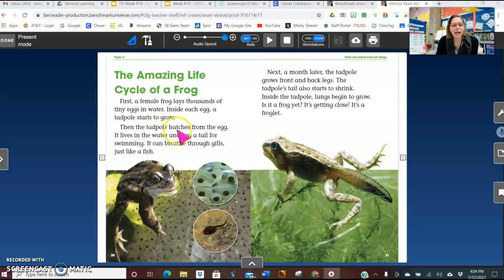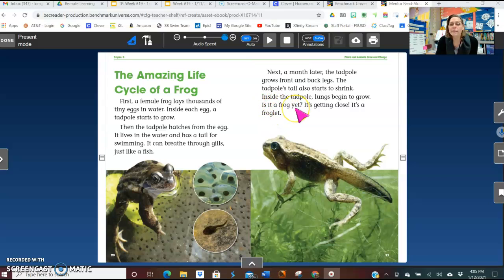Then the tadpole hatches from the egg. It lives in the water and has a tail for swimming. It can breathe through gills, just like a fish. Next, a month later, the tadpole grows front and back legs. The tadpole's tail also starts to shrink. Inside the tadpole, lungs begin to grow.